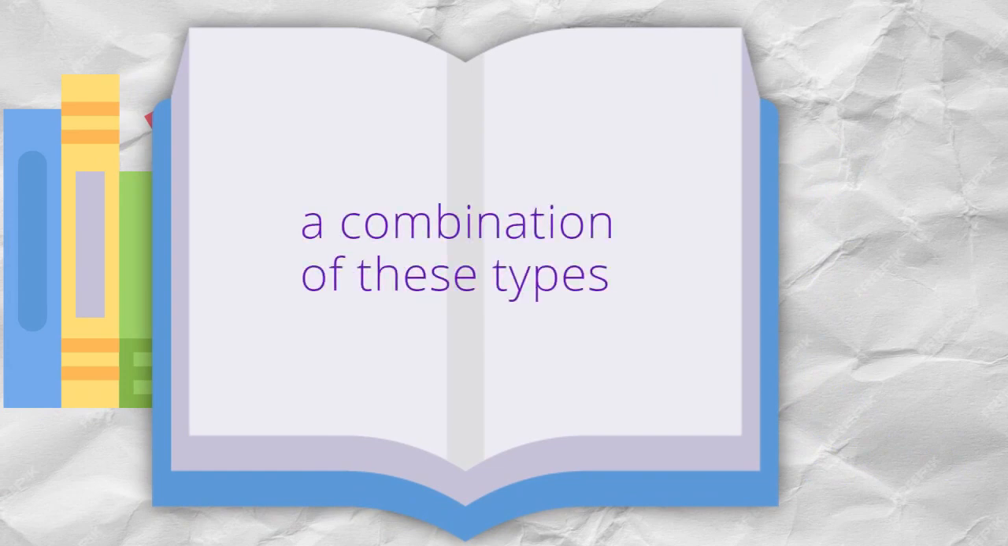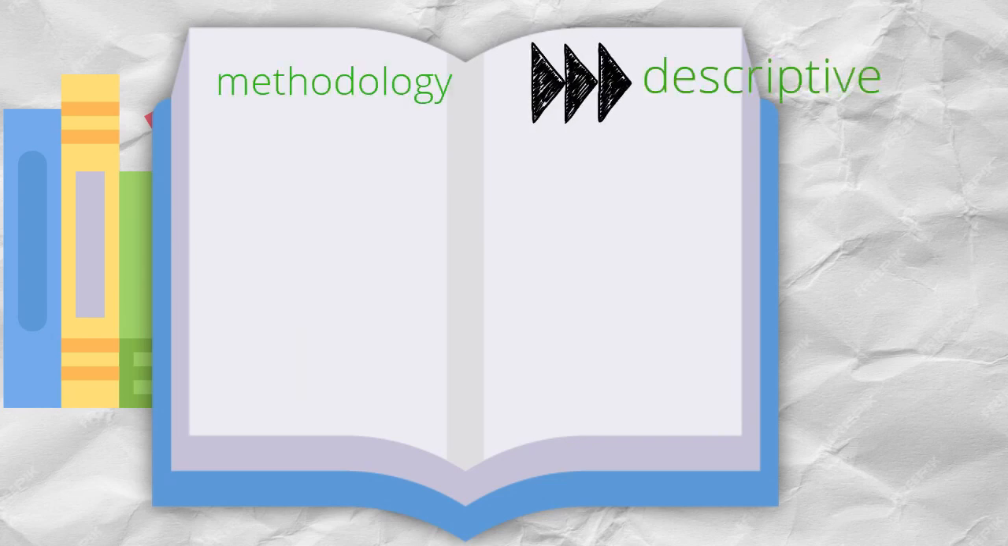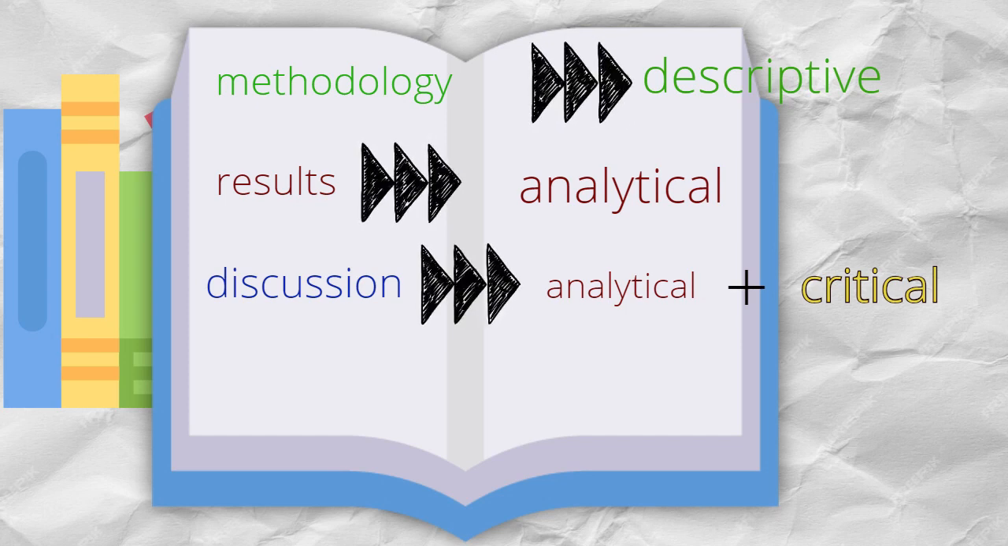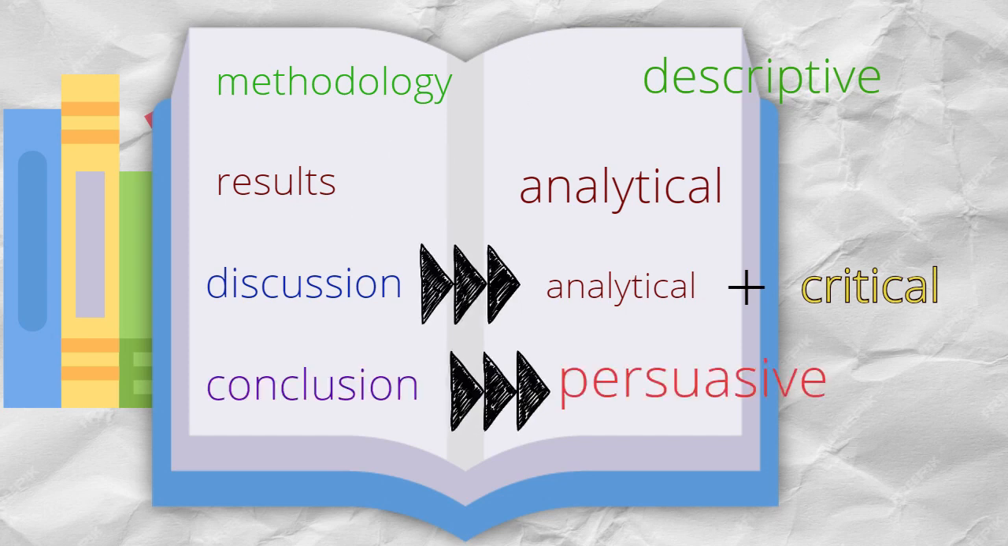It's important to note that these types of academic writing are not mutually exclusive, and many academic texts require a combination of these types. For example, a research paper may involve descriptive writing in the methodology section, analytical writing in the results, analytical and critical writing in the discussion sections, and persuasive writing in the conclusion.